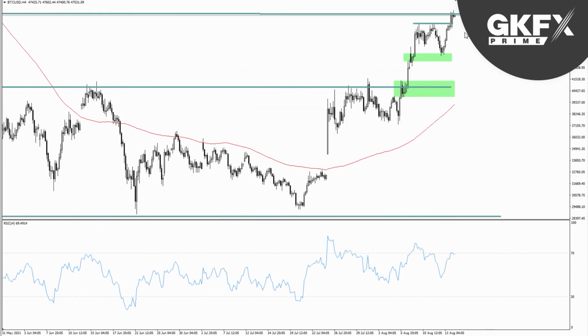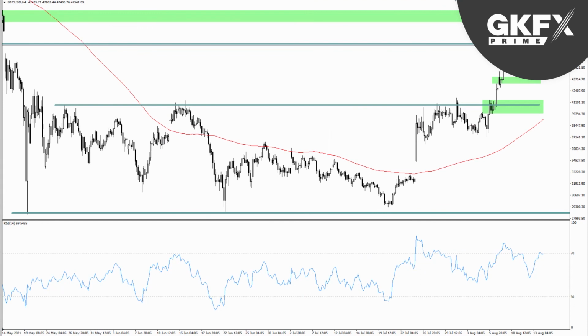I think overall the market's positive and pushing to the top side, but just look for these areas up here for maybe take profit opportunities or areas to wait for the dip to buy into.